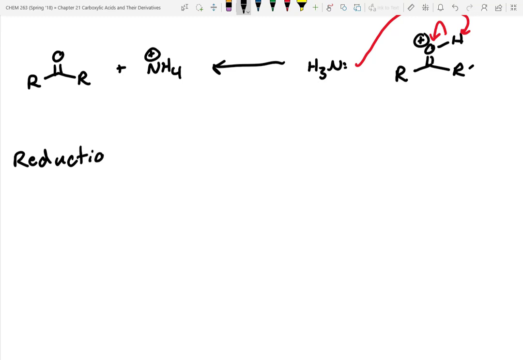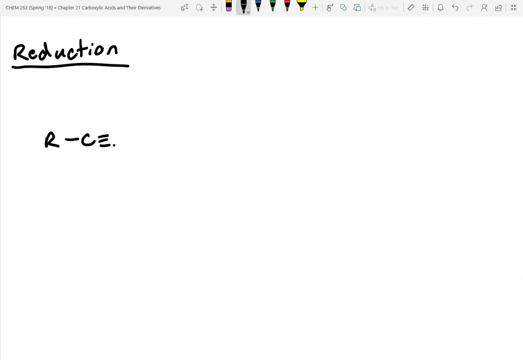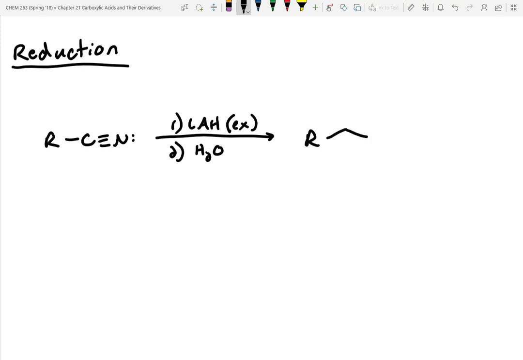Last one is reduction of nitriles. This is another reaction where the book doesn't even show the mechanism, so I'm not going to bother. You can reduce using lithium aluminum hydride in excess, followed by reaction with water. And just like with amides, you can convert this to an amine. So I'm not going to show the full mechanism for it, but it's the exact same reaction as with amides. Nitriles and amides are kind of like cousins to one another. They do very similar chemistry.